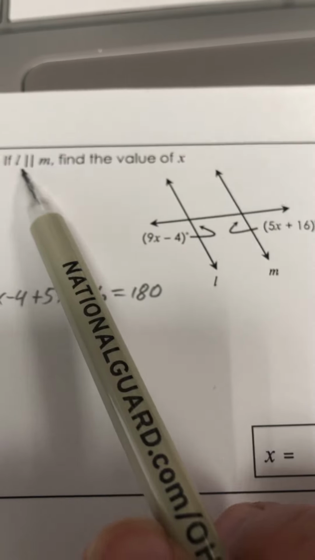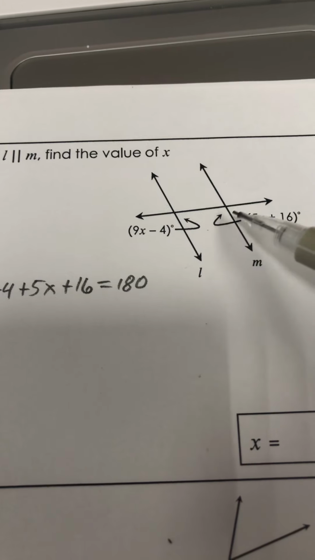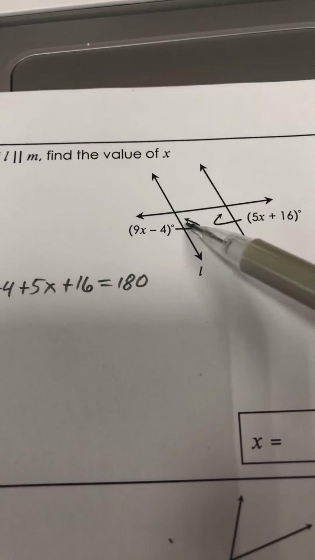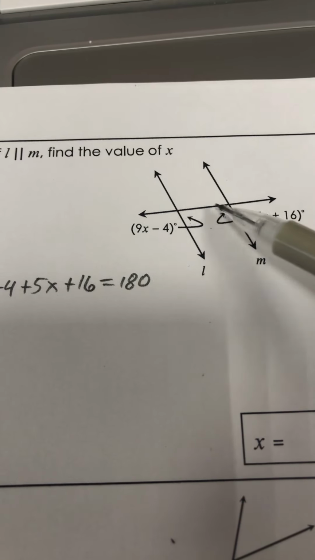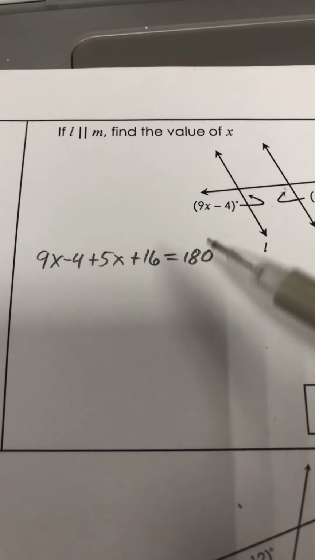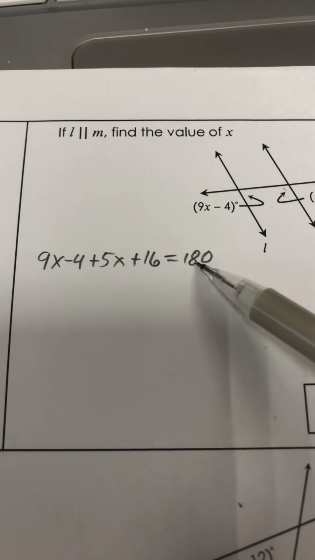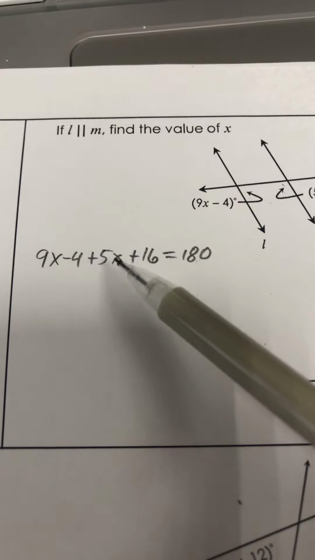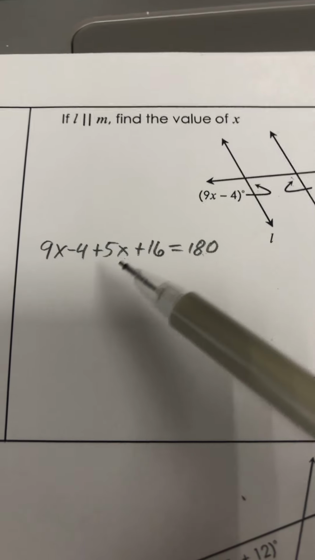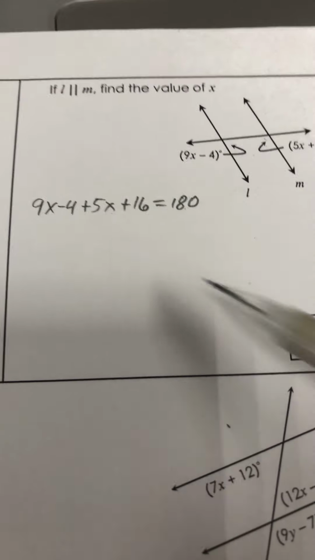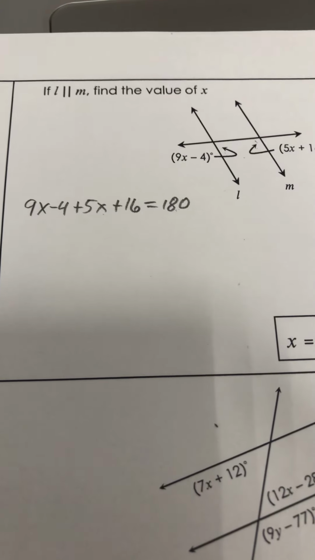Once again, L and M are parallel, and we have these 2 that are on the inside. These are going to be supplementary. Supplementary means when you add them together, they equal 180. So add those 2 angle measures together, and then go ahead and just solve for X to get your X value for that one.